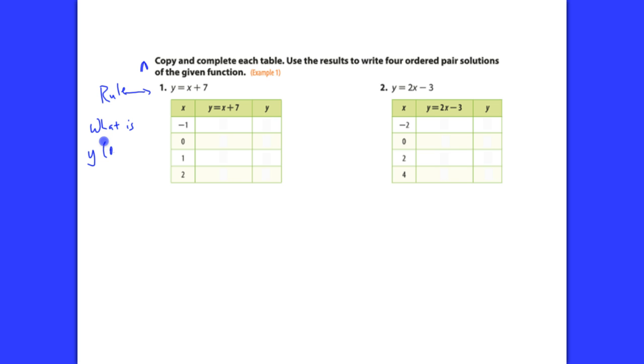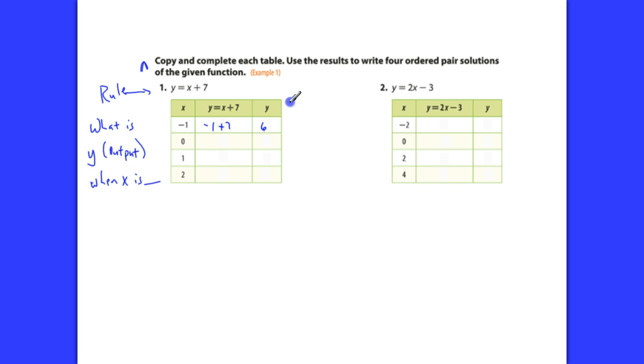y is called the output, or the range that we learned in the previous lesson. What is the output, y, when x is some number? Then you pick numbers. Now they've picked 4 here. They said if x is -1, what's y? So we're going to use this middle column here. y is equal to x plus 7. Well, x is -1, so -1 plus 7. If we work that out, -1 plus 7 is 6.